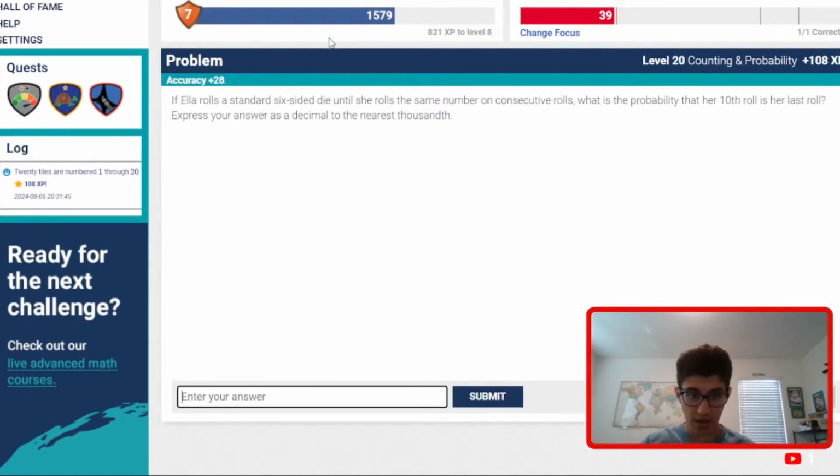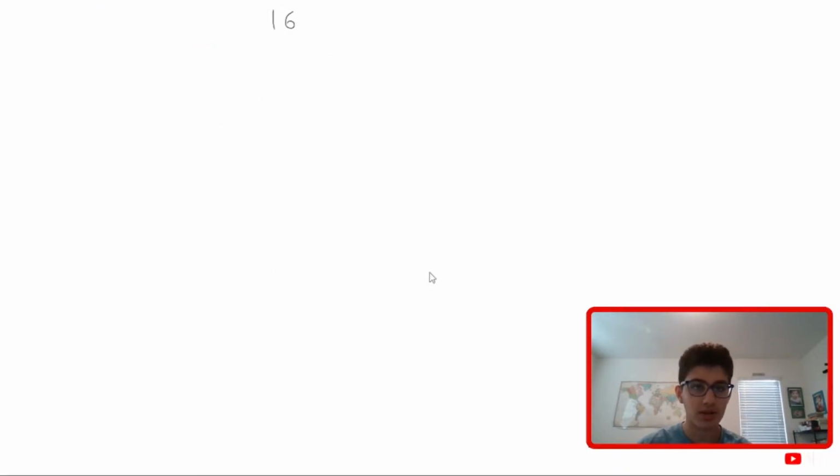Okay. If Ella rolls a standard six-sided die until she rolls the same number on consecutive rolls, what is the probability that her 10th roll is her last roll? So, oh, okay, wait. You can get anything on the first one, right? Then you have the first roll, second roll, third, fourth, fifth, sixth, seventh, eighth, ninth, 10th.